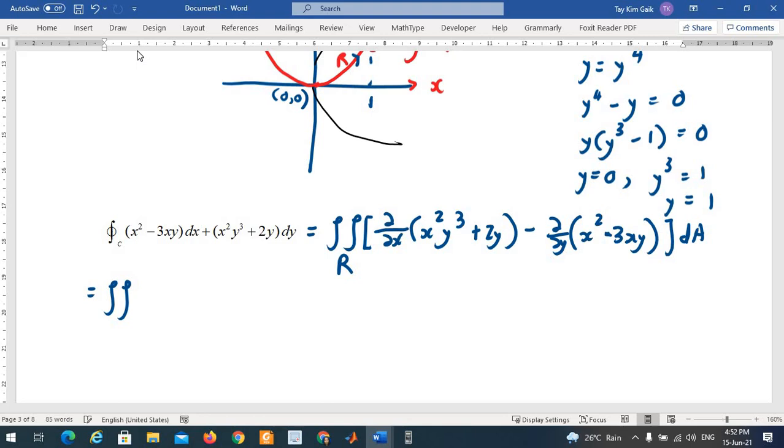So first of all, we evaluate here. When you del x, y is constant. That's why del x of x squared y cubed, you will have 2x y cubed. Del x of 2y will be 0. Then the second term, del y of x squared will be 0. Del y of negative 3xy, you have negative 3x. With the negative outside, the total is plus 3x. And dA. So up to here, so far, any questions here?